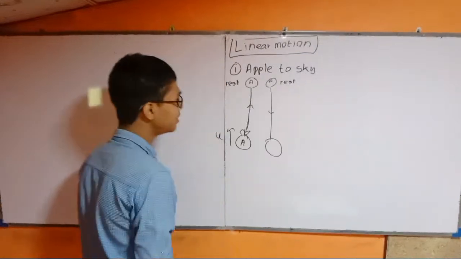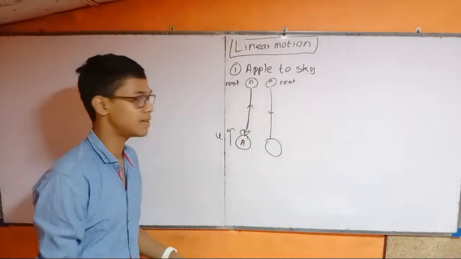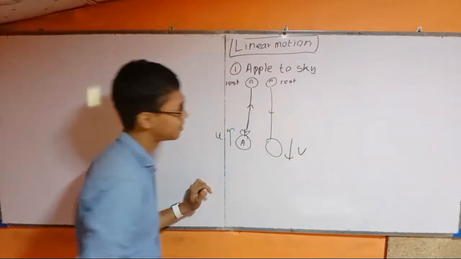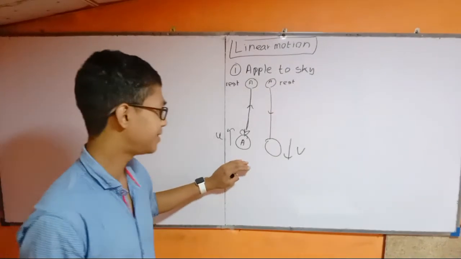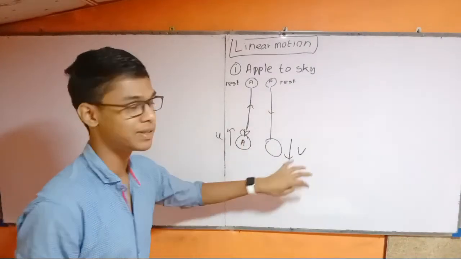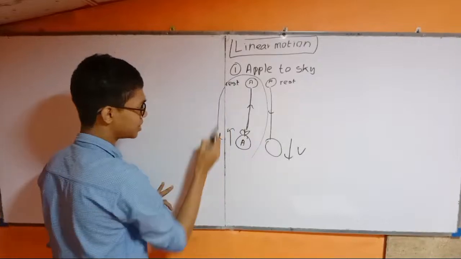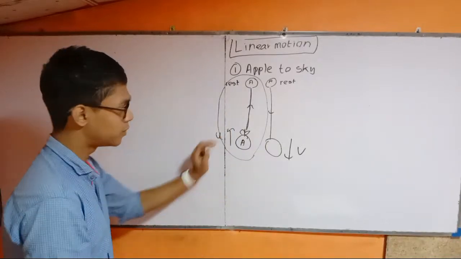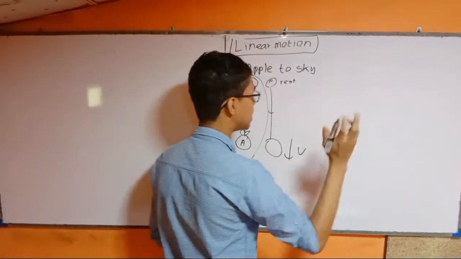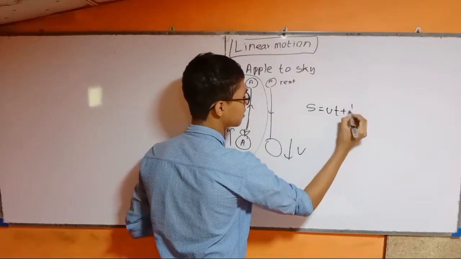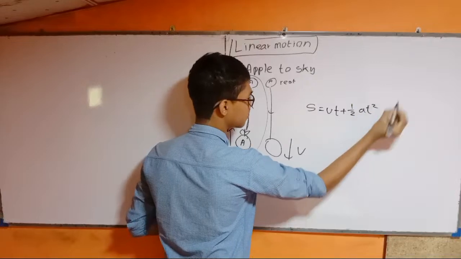0 meter per second. Then downwards, initial velocity 0. Then from there downwards, let's take v. Let's not say it goes up and comes down with the same velocity. Okay. Now we will apply equations for this motion. For this motion, you can apply s equal ut plus half at square. S equal ut plus half at square.